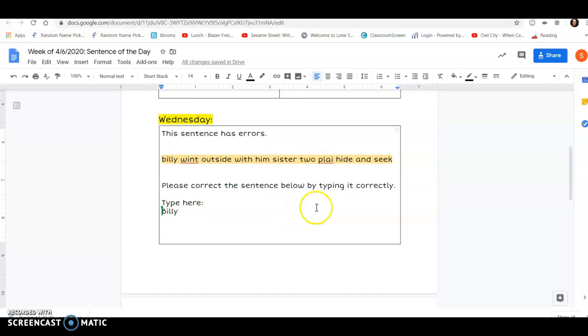You're going to finish, make sure that you have corrected all of the errors, and you have placed, if you think it needs a punctuation mark at the end, okay?